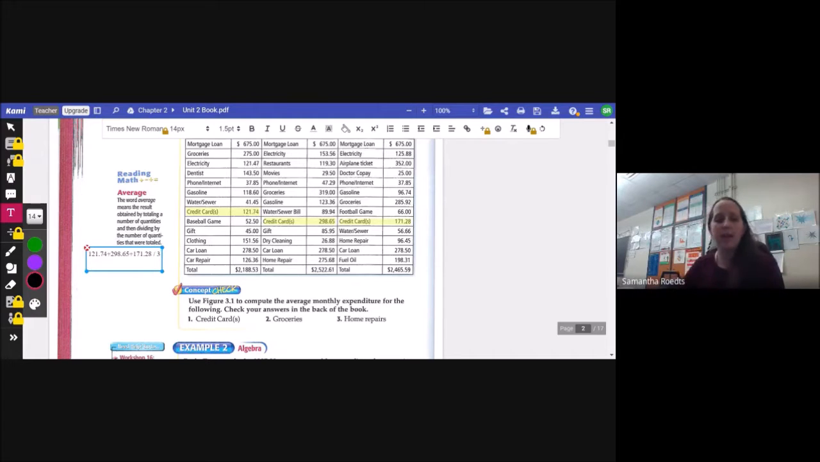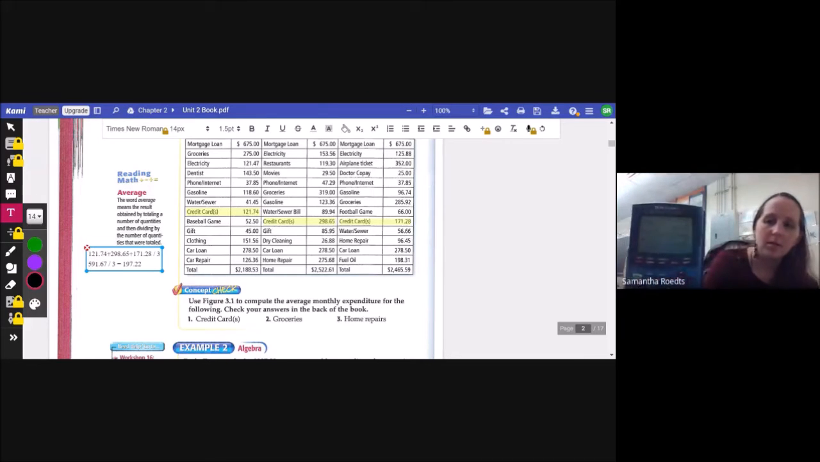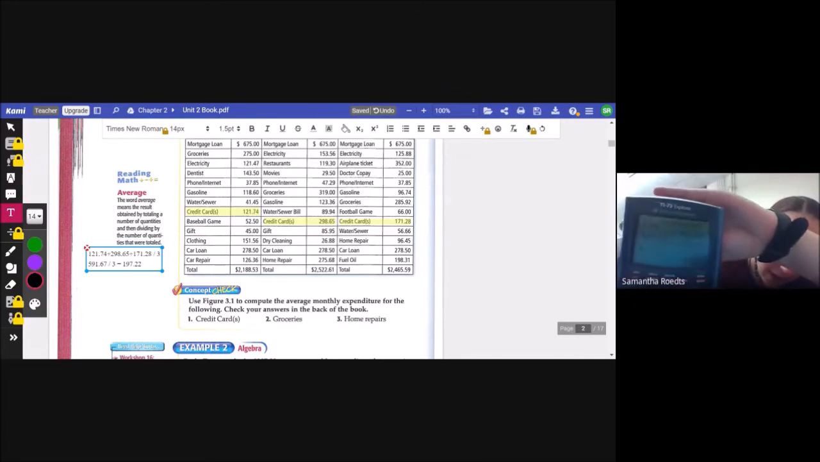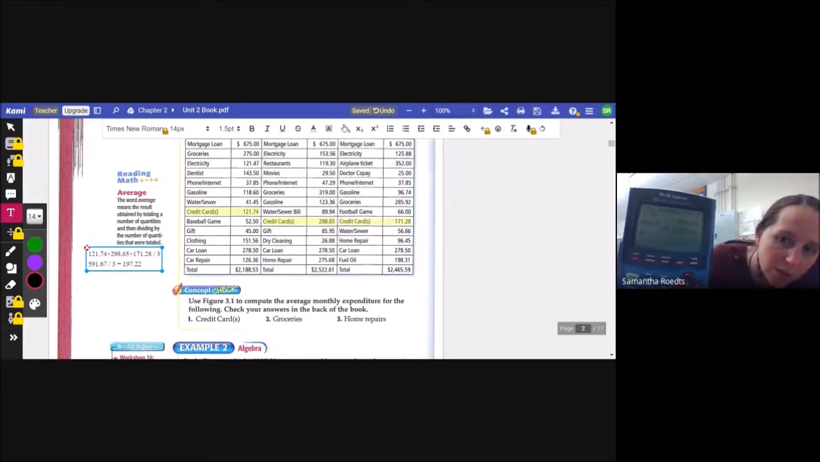When I do that, 121.74 plus 298.65 plus 171.28 gives me 591.67, and then I divide that answer by 3, which gives me 197.22. You can see that it has the repeating 2, 2, 2, 3, 3, 3, so I round to 2 decimal places because I'm dealing with money.